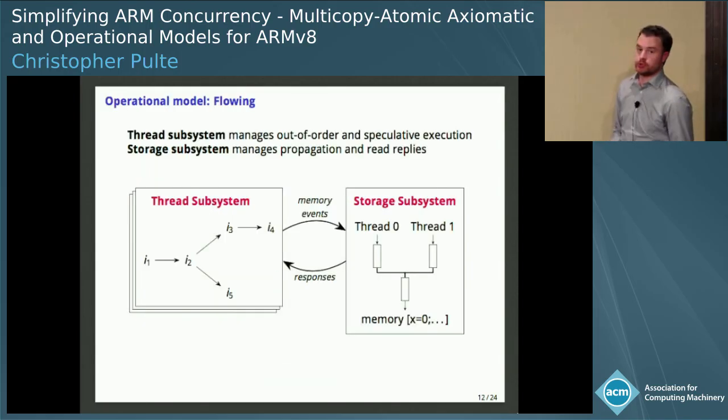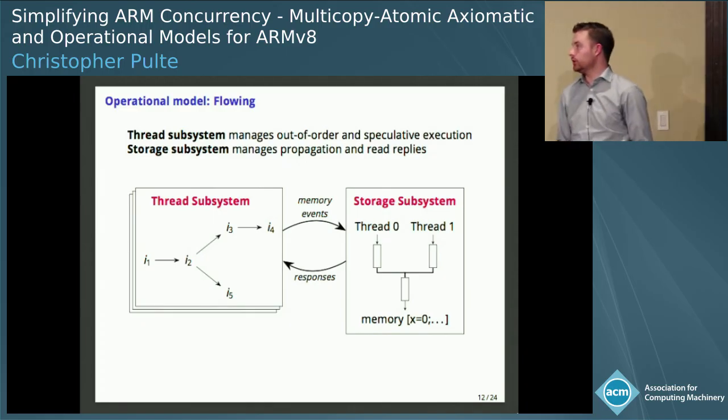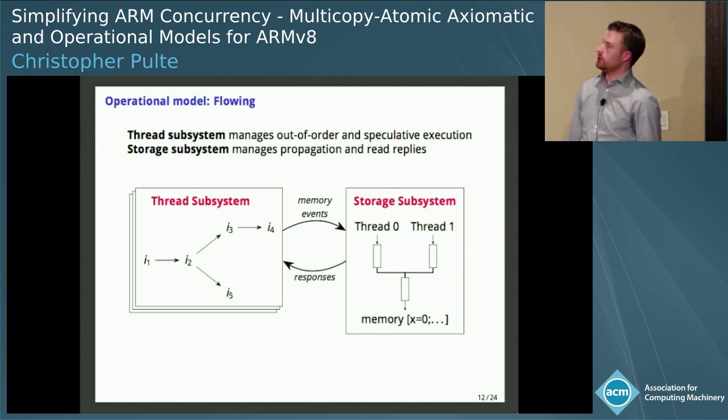Right. What does this operational model look like? Well, the starting point for this is the previous Flowing model from POPL'17, which is a transition system. So you have states and transitions between them, and it consists of two components: the thread subsystem and the storage subsystem, where the thread subsystem manages the out-of-order and speculative execution happening within the threads by maintaining this tree of in-flight instructions and enumerating their transitions. And it communicates with the storage subsystem that manages the propagation of writes across threads and replying to read requests.